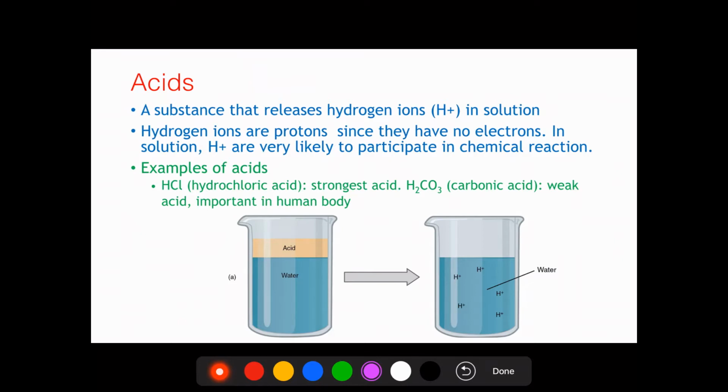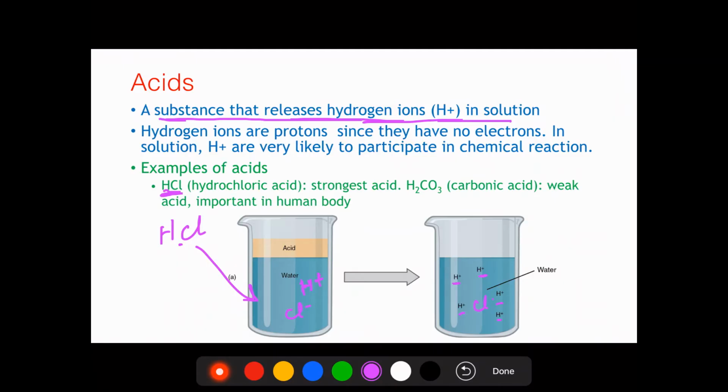Acid is pretty straightforward compared to bases. Acid, by definition, is any substance that releases hydrogen ions into a solution. So, for example, one example of an acid is hydrochloric acid. When I put HCl in water, it will break into hydrogen ions and chloride ions. So what does this mean? It means that I got hydrogen ions into the solution. Why? Because of the acid.